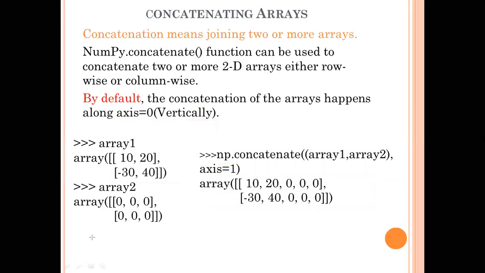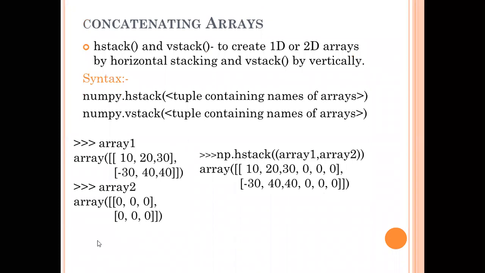Another method also exists, that is hstack and vstack. It is very simple. H for horizontal, V for vertical. Both functions predefine the axis, so there is no need to define the axis. If you use the function hstack, it will concatenate horizontally. If you use the function vstack, it will concatenate vertically.